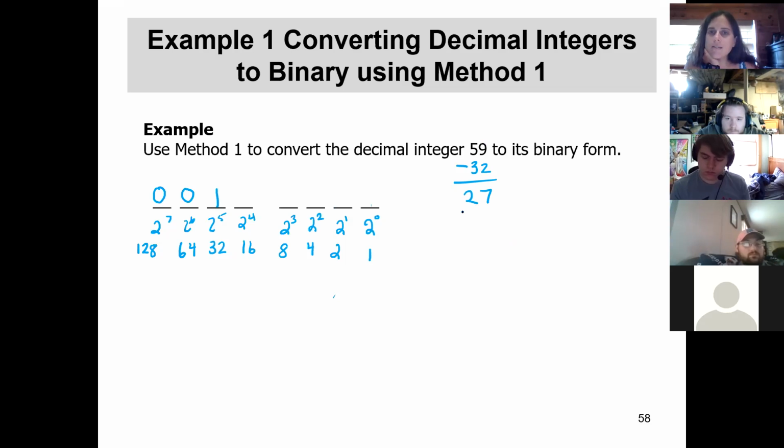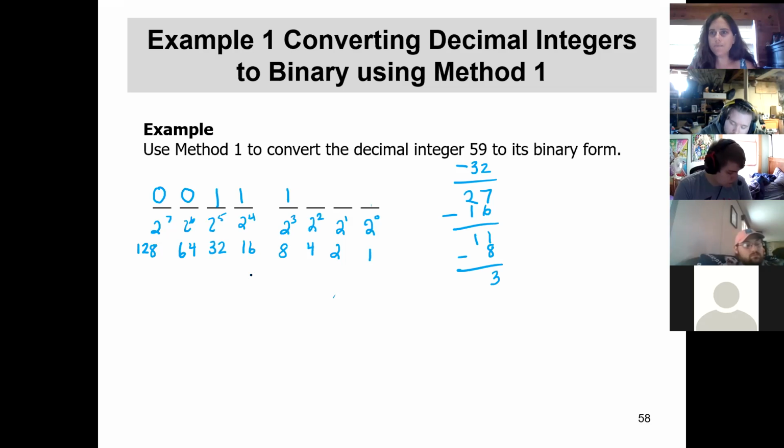Now I look for the next largest power of 2 that goes into 27. Well, 16 goes in. There's a remainder, but let's say it goes in once. So put that there. 16, subtract, you have 11. 8 goes in. You can subtract 8 from 11. So I'll do that. You see what I'm doing? The pattern I'm getting here. So now you have 3.